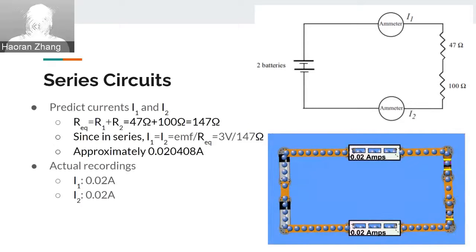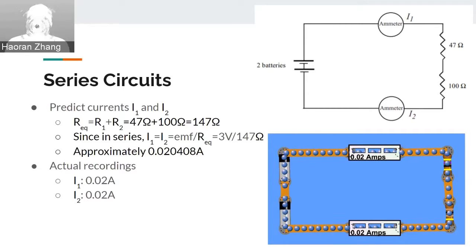In the first experiment, we first built a circuit following the diagram on the top right, where two batteries, each with 1.5 volts, 2 ammeters, and 2 resistors, one with 47 ohms and the other with 100 ohms, are connected in series. We can easily predict the current by computing the entire resistance in the circuit and applying Ohm's law, and we have the current should be approximately 0.020408 amperes. Note that I1 should be the same as I2 by applying the node rule.